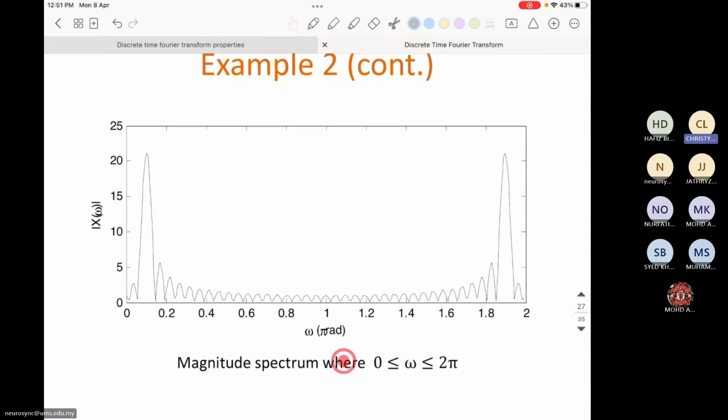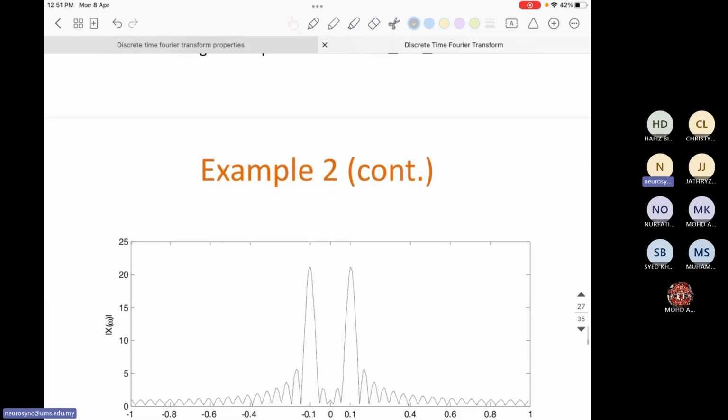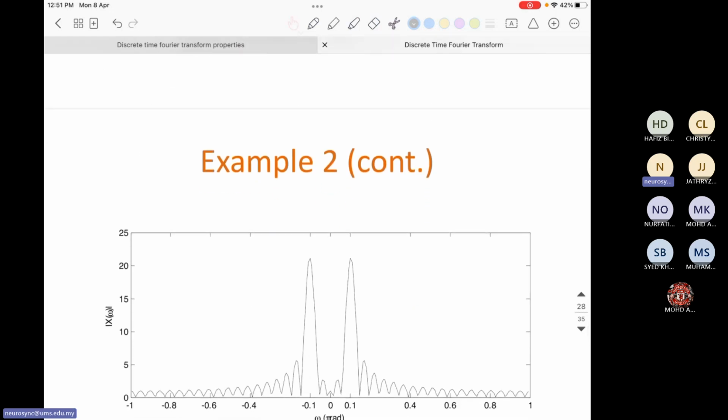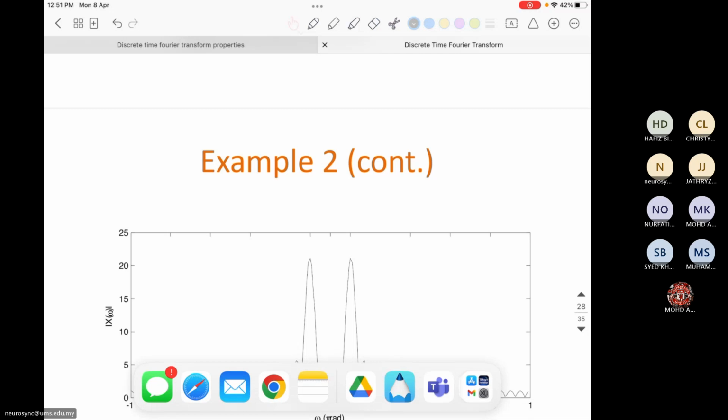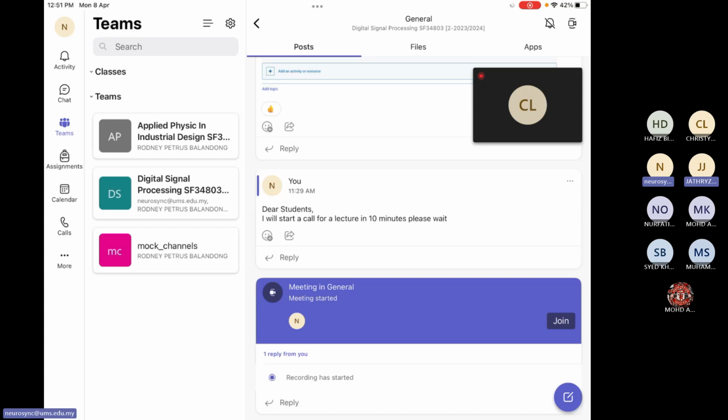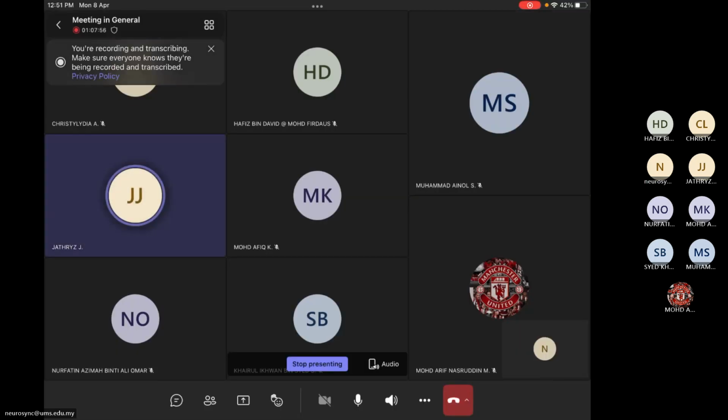Okay, any doubt is there? Have you understood the discrete time Fourier transform? How to do the Fourier transform? Yes, no doubt. You are also having a quiz today? It's okay. Yes, we're having our quiz today. What time is it?